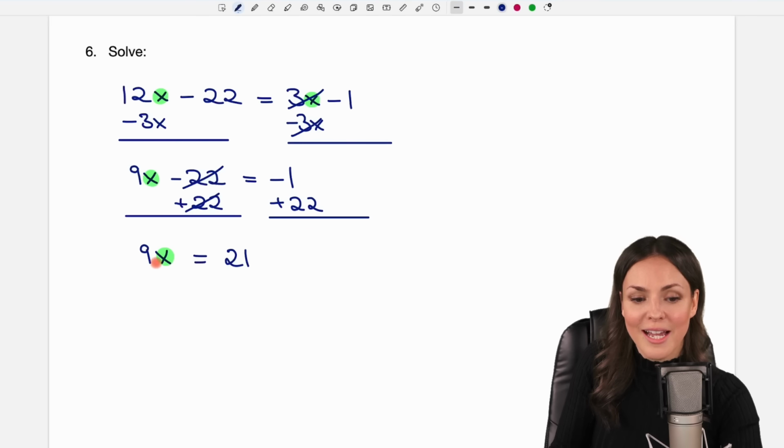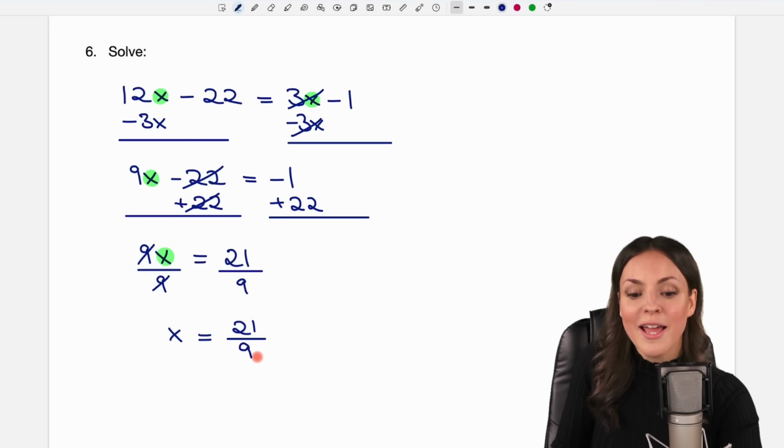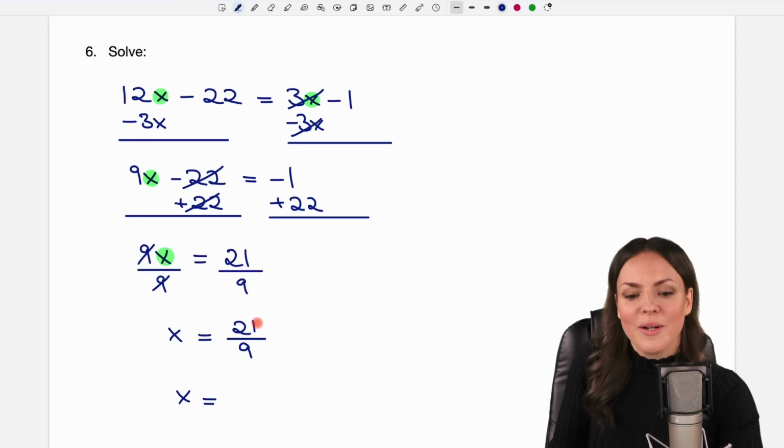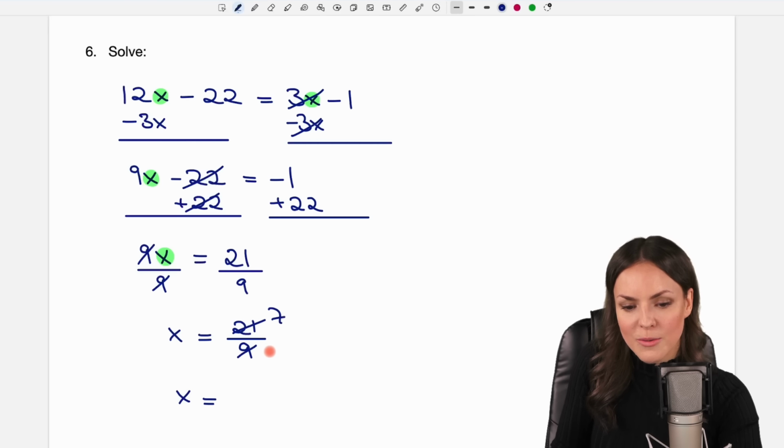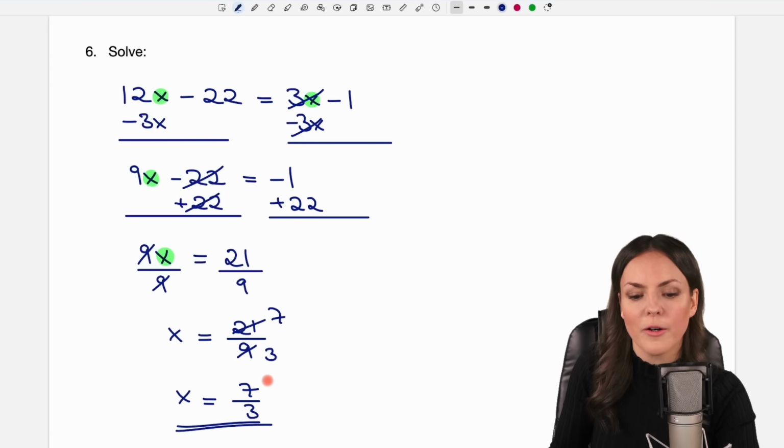To solve for x, we have to get rid of the 9, so we divide both sides by 9. This cancels out, only our x is left. We have a result of 21 over 9, but we can reduce this fraction because both numbers are divisible by 3. So let's do this. So 21 divided by 3 equals 7, and 9 divided by 3 equals 3. So we have a result of 7 over 3. And this is the solution of our equation.